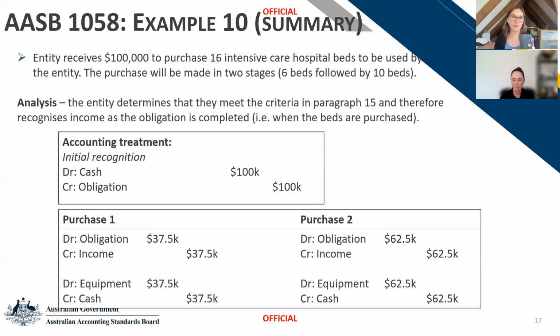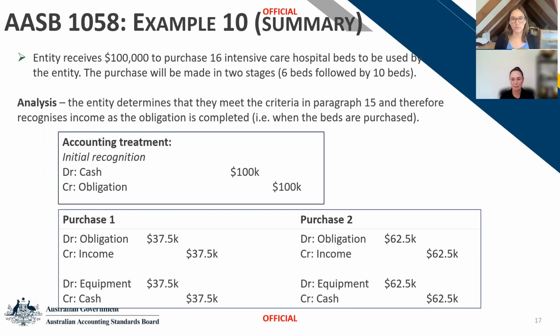Did you want to jump in with your questions now, Nicole? Sure. So first question, well, this question is touching on, I think it's example 9. So if we've got funds that are given to construct or purchase an asset and the contract is enforceable, it's AASB 1058, so the asset exception.